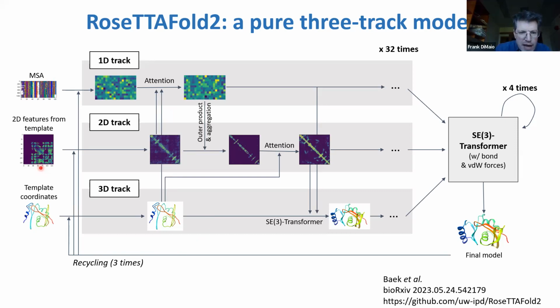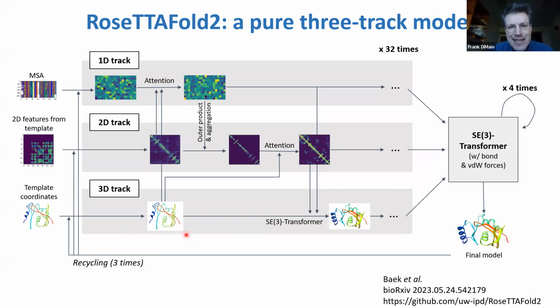AlphaFold, as I mentioned, has two different tracks. There's a track where they're reasoning on sequence information, and a track where they're reasoning on contact information, and that feeds into a model that uses that information to predict 3D structure. Minkyung found that by also including a track that reasons on three-dimensional information, the model basically required fewer parameters, and it seemed to perform better. This was in 2021.